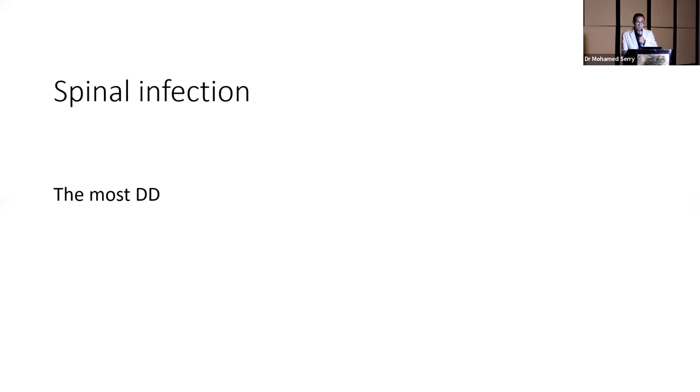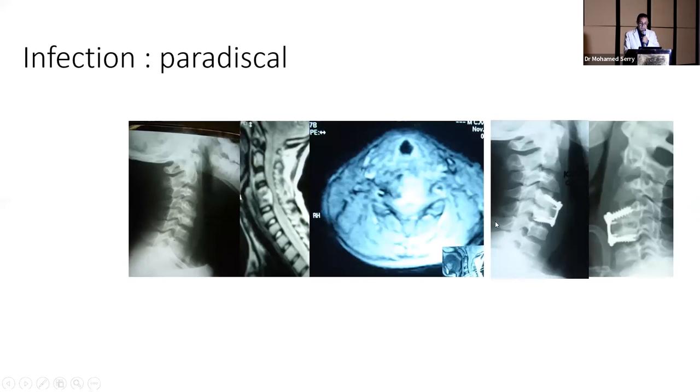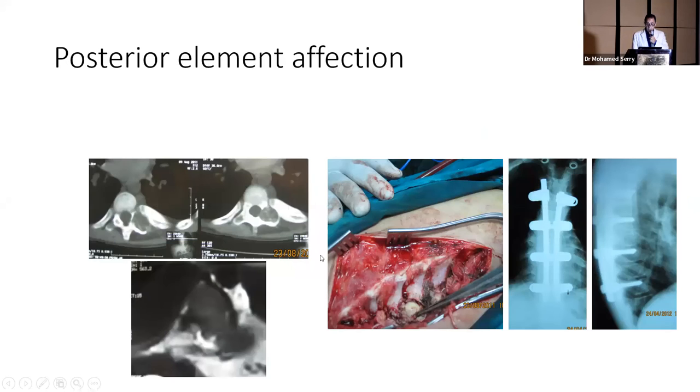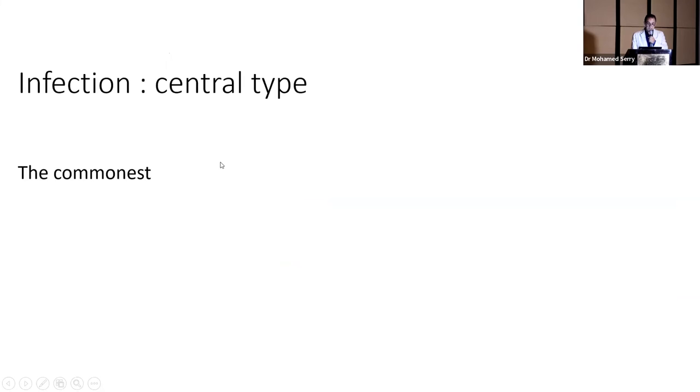Spinal infection is the most common differential diagnosis of pediatric tumors. Usually it differs from adult spondylodiscitis in that it is central, because spinal infection in children usually comes central. Infection may be paradiscal, like this case, or affect the posterior elements, like this case. The pathology also was infection. But the commonest is the central type, affecting the vertebra, like the first case of Ewing sarcoma.